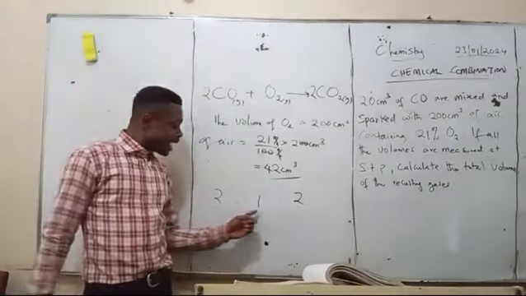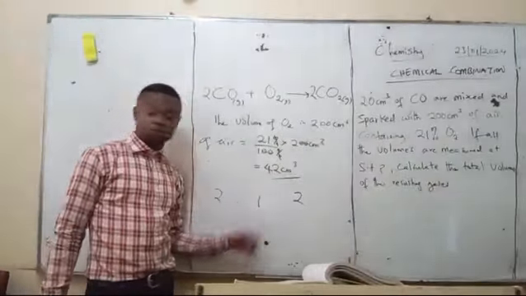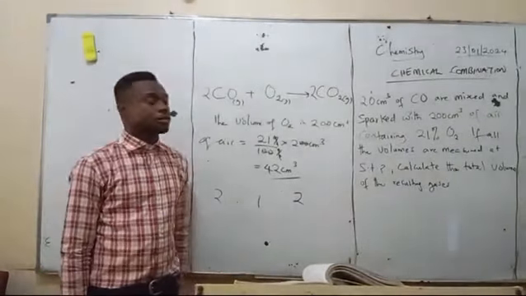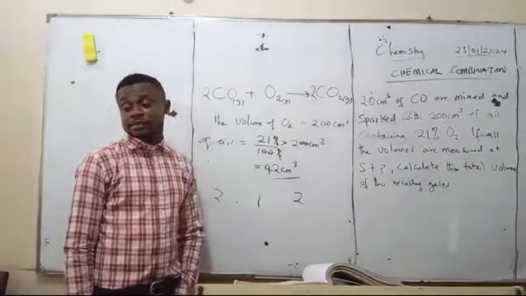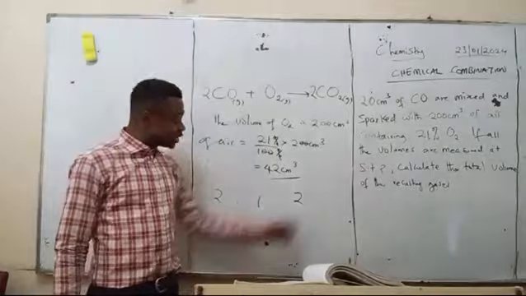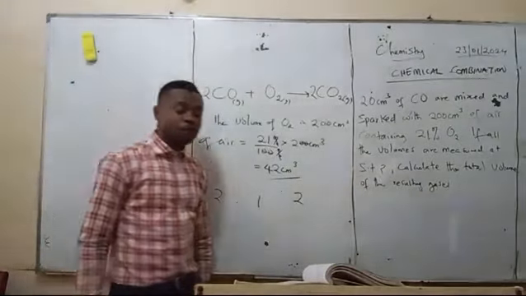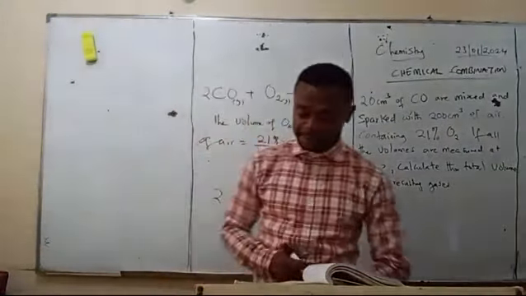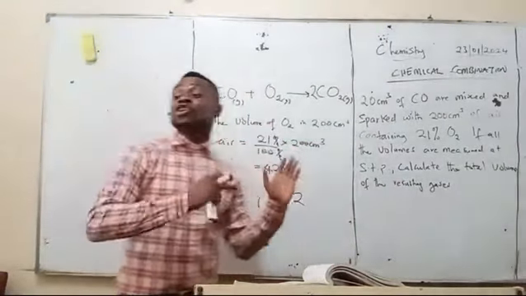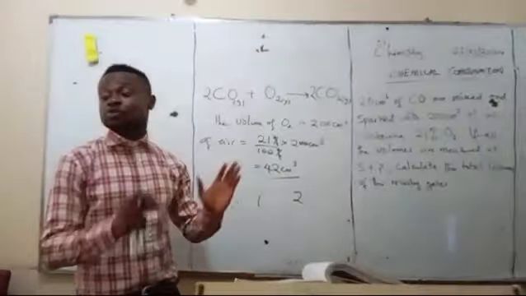Then add 158 plus 32. What is it? That's 190, right? Yeah, 190. Then add 20 cm cube of carbon 4 oxide produced. What's the answer? 210. So the volume of the resulting gases is what?